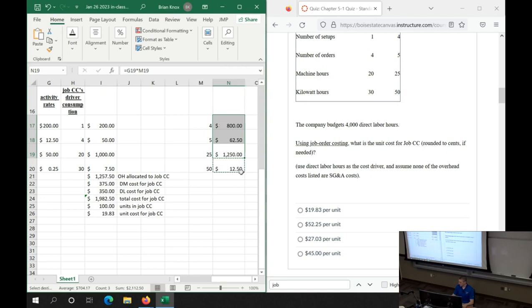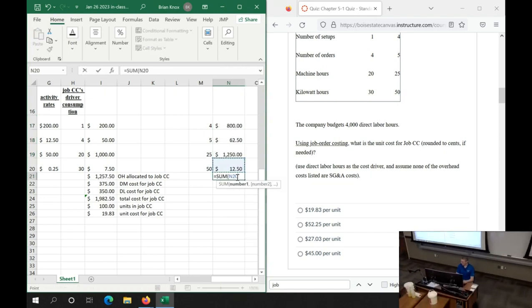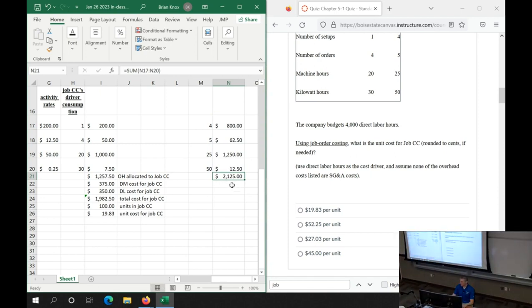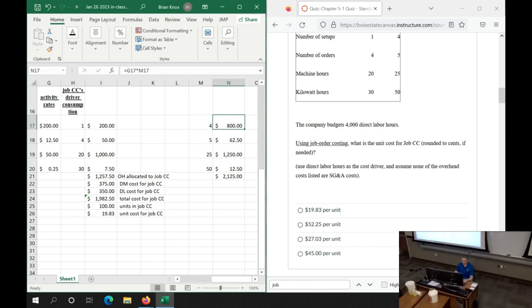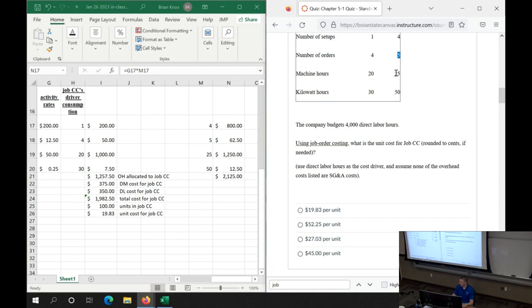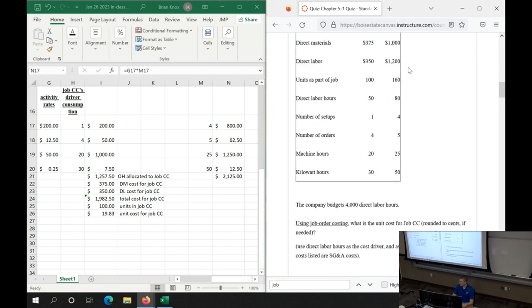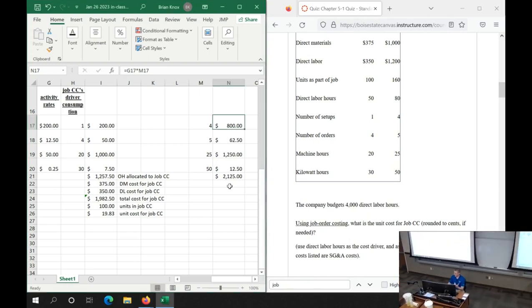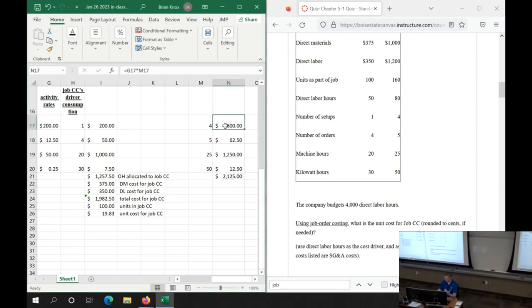So job DD here ends up with $1,000 more or so of overhead, largely because it's consuming a lot of setups. Job DD, for some reason, I just copied this over from here. These 4, 5, 25, 50 for job DD here, and a lot of this difference is coming from the fact that it's consuming 4 setups.